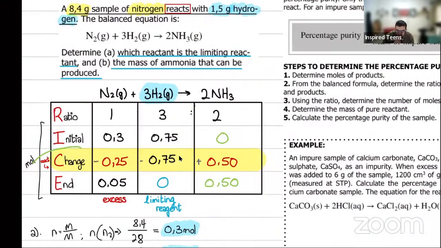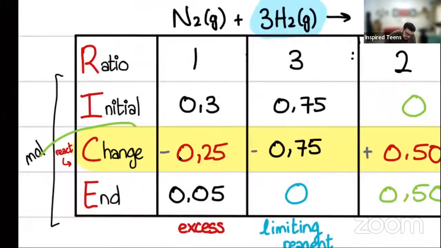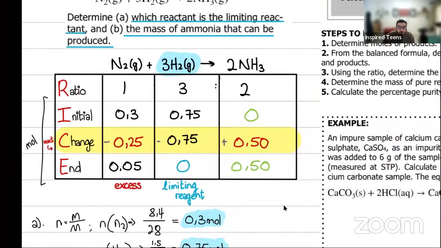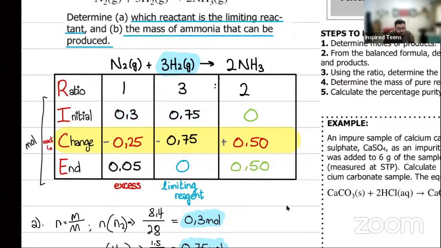Once we determine that, remember that in the change row is the only place where you can use the molar ratio, because that's the only one that follows the molar ratio. The change is what actually reacts and what actually forms. This information is not what actually reacts and what actually forms. That's just what we have initially. We're not sure if all of it is going to react.